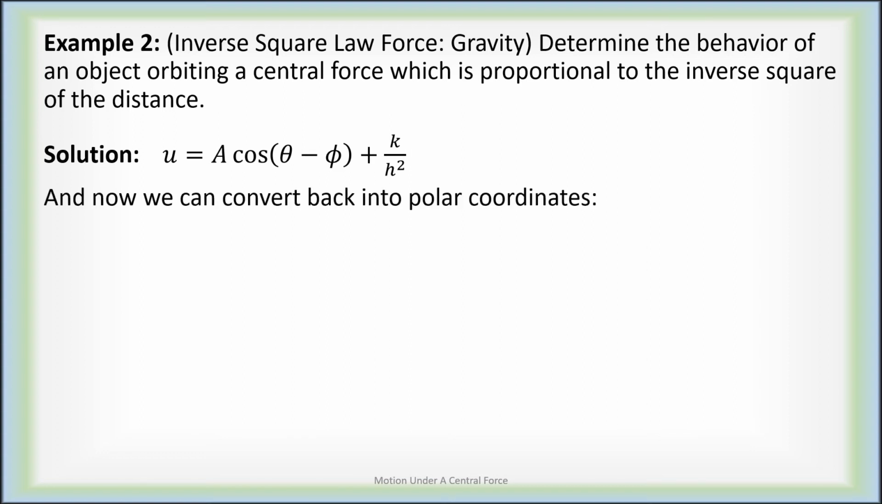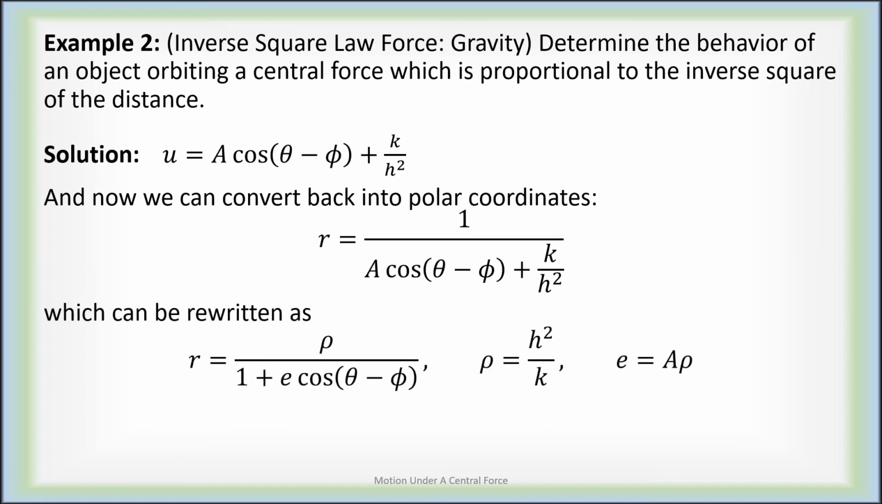Let's convert all of this back to polar coordinates. u was 1 over r, so r is 1 over u. Here it is, 1 over u. We can rewrite this as r is rho over 1 plus e times the cosine of theta minus phi, where rho is h squared over k. So if I multiply by h squared over k, that numerator would become that. And this constant e is just A rho. Using e as the constant is really not ideal, but it is for some reason typical in this context. So e here does not represent the base of the natural logarithm. It's simply the amplitude of this cosine curve times the same rho.